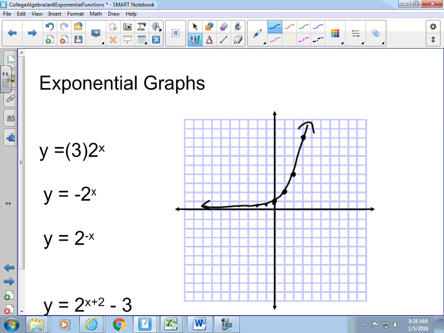Okay. So, the first thing I'm going to do is 3 times 2 to the x. What does multiplying by 3 do from transformations? Someone who has your note card here.